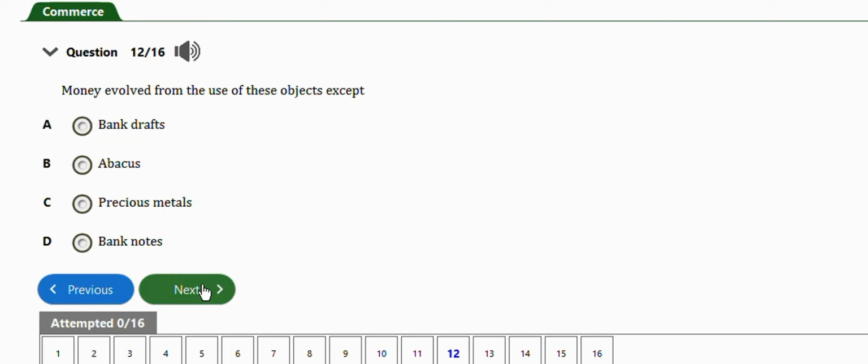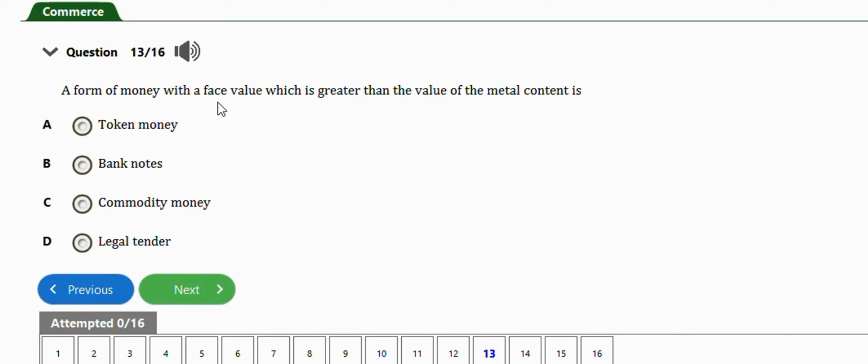Next question. Money involved from the use of this object except. This is a repeated question as well. The exception is abacus, option B. Next question. A form of money with a face value which is greater than the value of the metal content is you have token money, banknotes, commodity money, legal tender. The right answer is option A, token money.